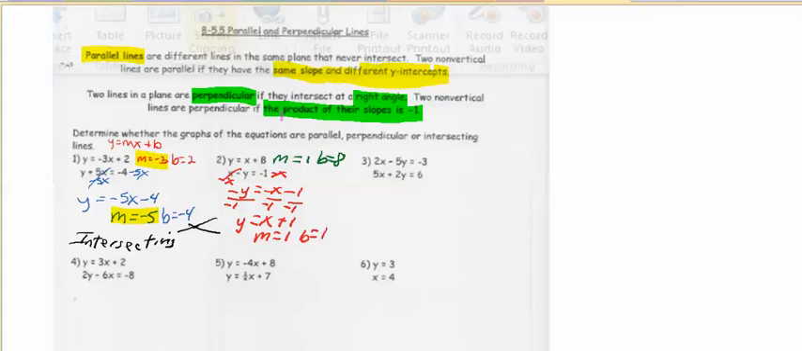Okay, so now let's highlight this. My slope is 1 here, and my slope is 1 down here. So now do they have the same slope? They do, they have the same slope. Do they have different y-intercepts? This y-intercept is 8, this y-intercept is 1, so they do. So therefore, this line is parallel.